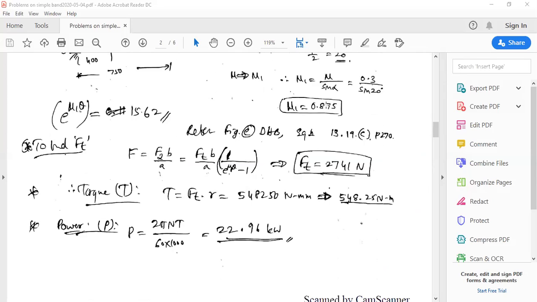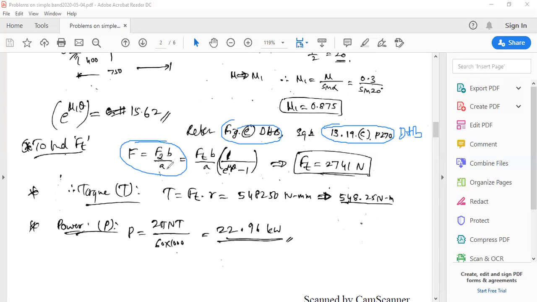Once you get all these values, the next step is to calculate the tangential force. What about the torque? Since the torque value is not given here, we have to calculate the power, which requires the value of torque. To get the torque value, Ft is essential. So by using figure E of the data handbook, equation number 13.19c on page number 270, we have the expression for F. F is equal to F2 into B divided by A. By taking moments also we can get the same equation.